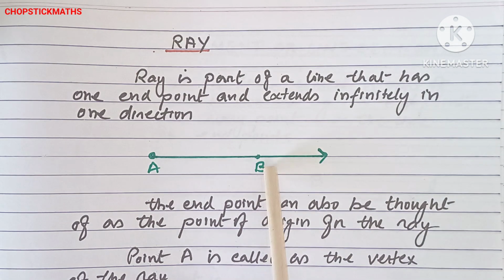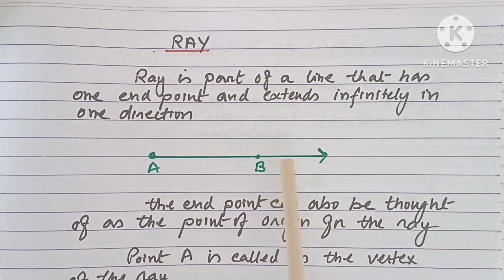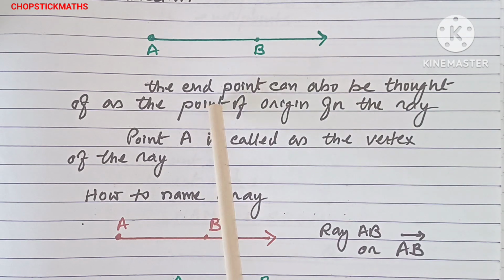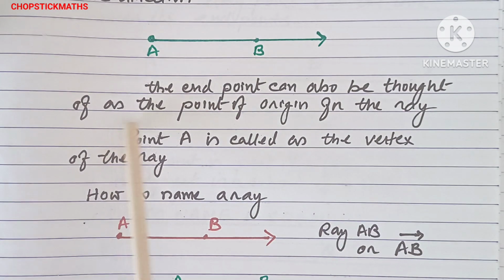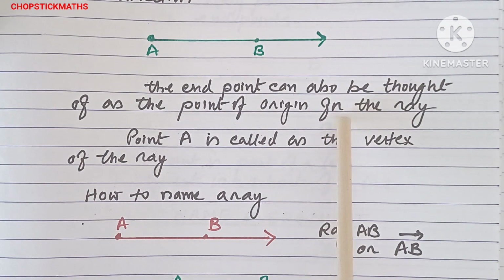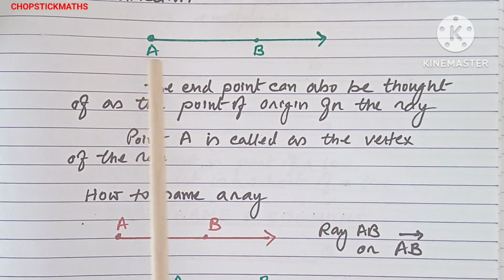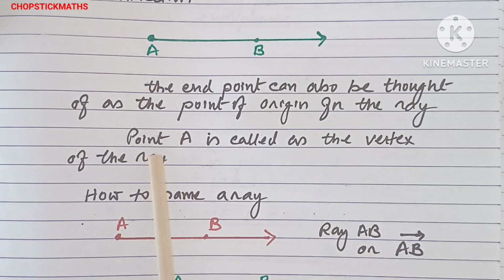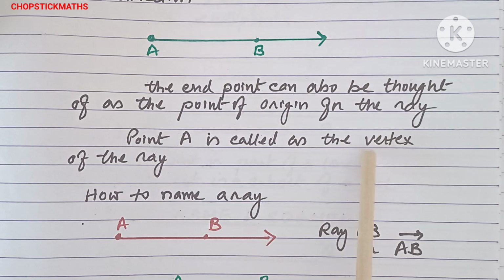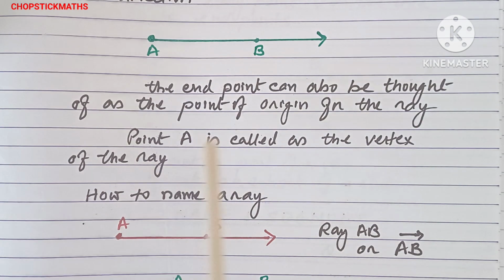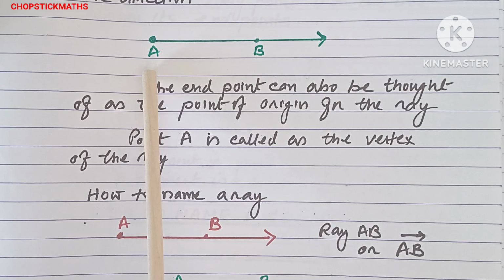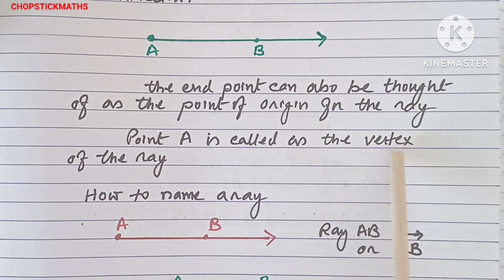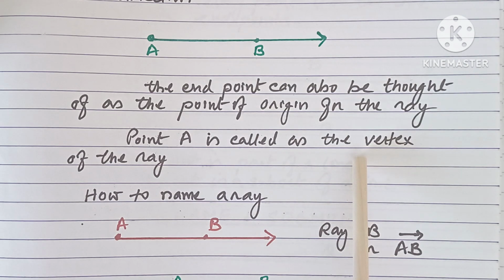And B is any other point on the ray. Now the endpoint can also be thought of as the point of origin for the ray. So this particular point A can also be considered as a point of origin. Point A is also called the vertex of the ray. So you can also call it the vertex. But generally the term vertex is used more commonly than the point of origin.